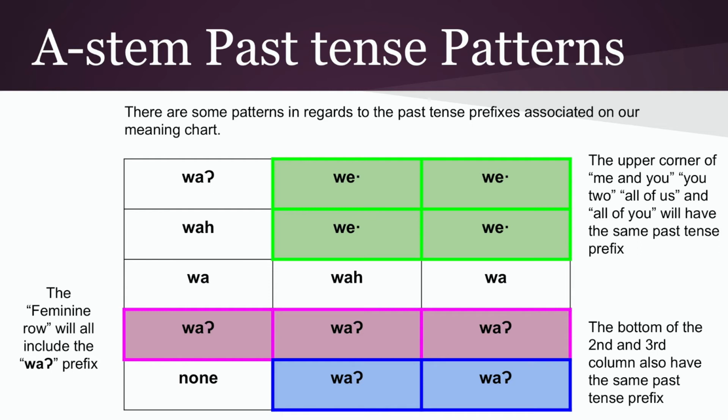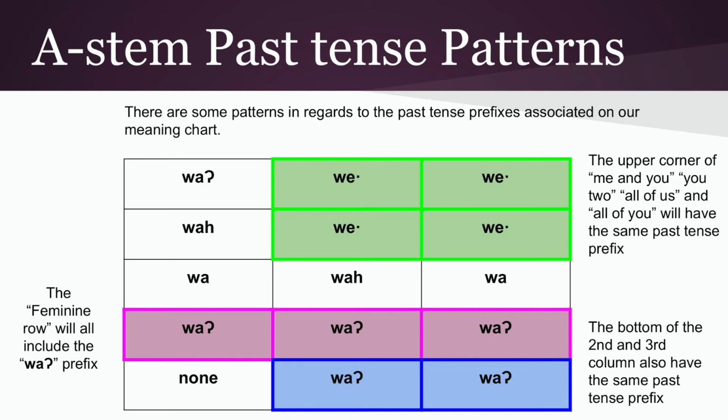Okay, I've highlighted the patterns here for you on this slide. You'll notice there is four past tense prefixes that are highlighted in green in the top corner of our chart. I call that like this little postage stamp pattern, okay? This W-E drag occurs in the second column for the first two meanings. And then in the third column for the first two as well. So it's W-E drag for me and you, W-E drag for you two, W-E drag for all of us, and W-E drag for all of you, as well as this purple pattern, okay?